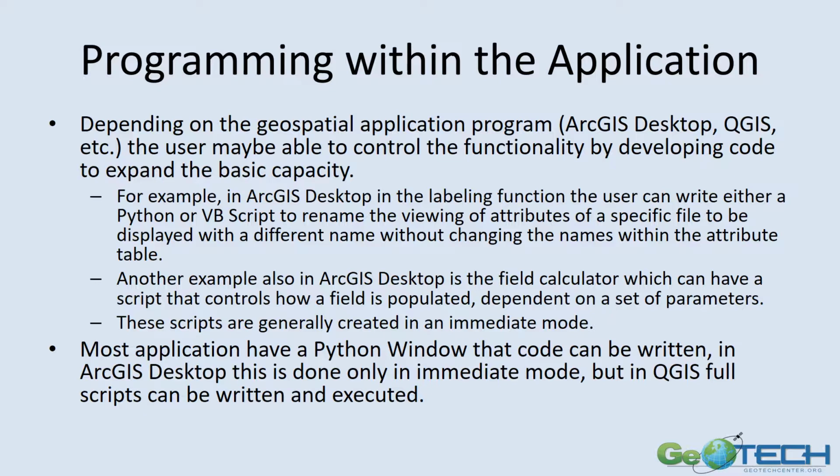Also, some functions you can use and write scripts to control those functions the way you want to see them controlled. So for example, in ArcGIS Desktop, when you're doing the labeling function, it gives you the ability to write either a Visual Basic script or a Python script to control things the way that you want to control it. So say the attribute table has a bunch of abbreviations in it, and you want to change those to the full names on the map when you label the map, you can actually do this as a script inside the labeling function. You can do that also in the field calculator in ArcGIS Desktop, and again, this varies between applications if you can do it or not.